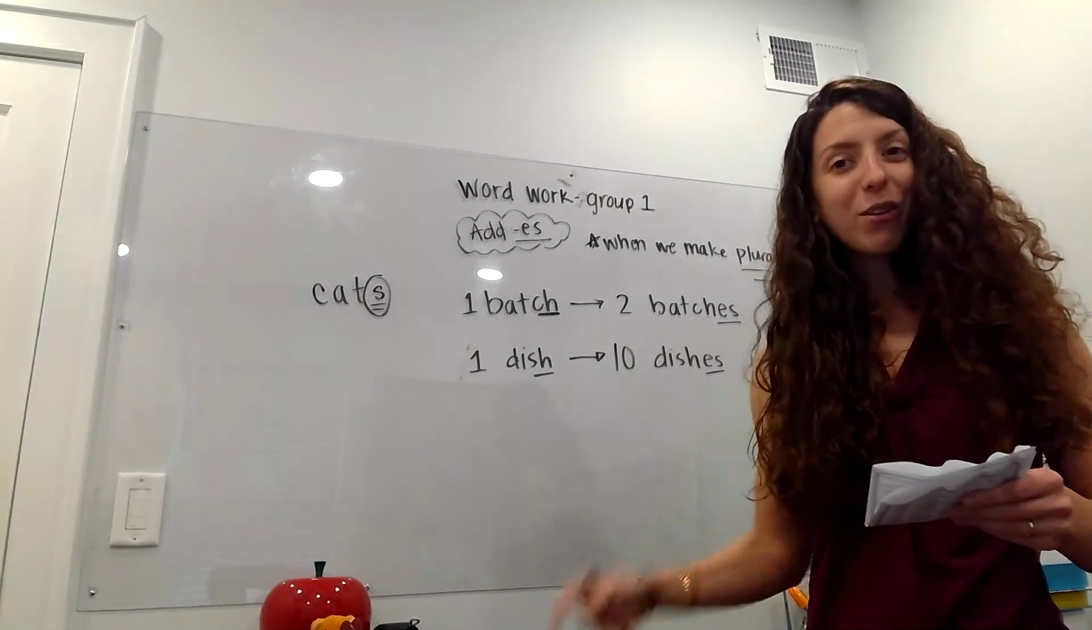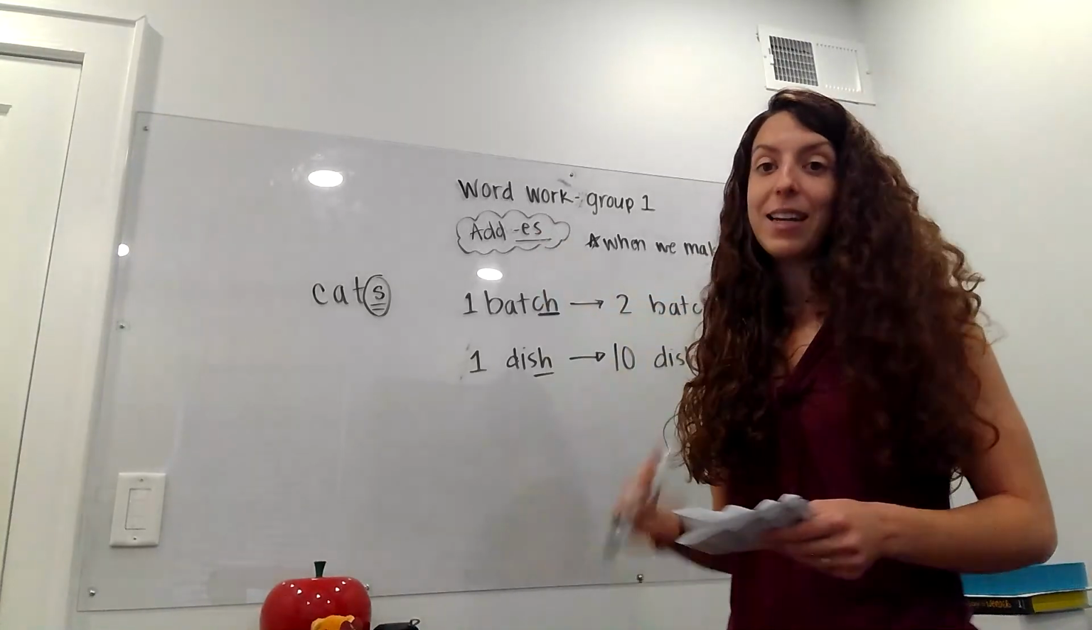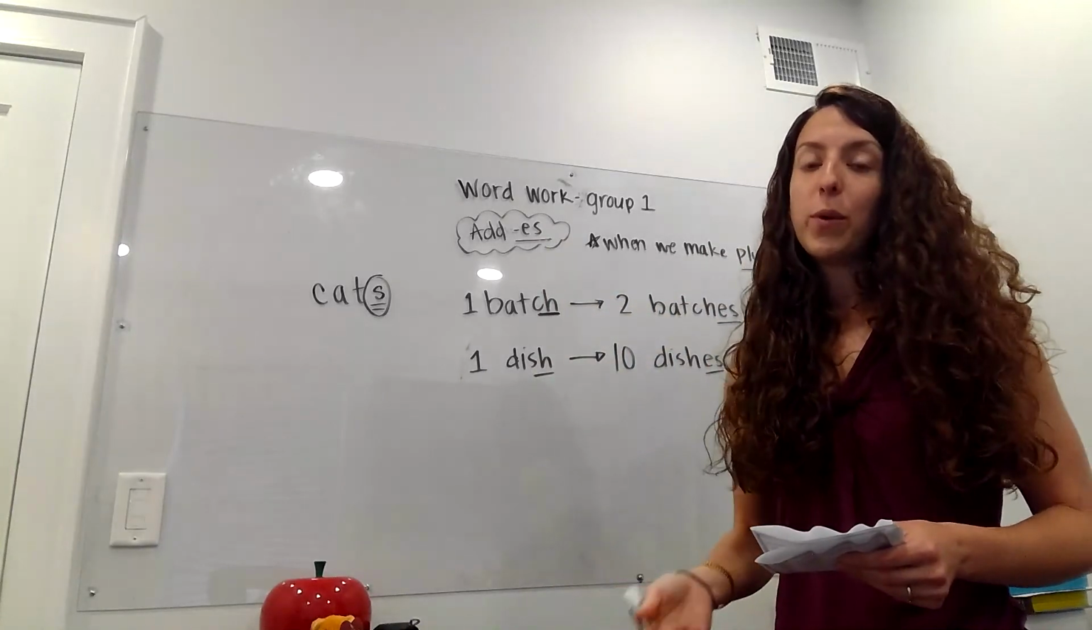So make sure you hear all those is sounds. How are they actually spelled? Right, ES. We add ES to the end of words to make them plural when the word ends in a CH or an SH.